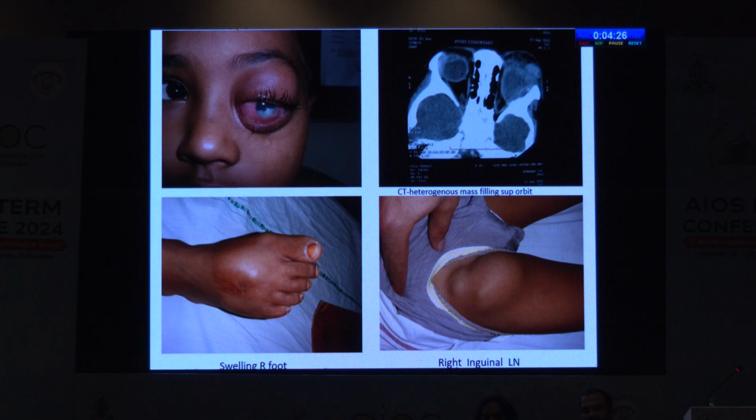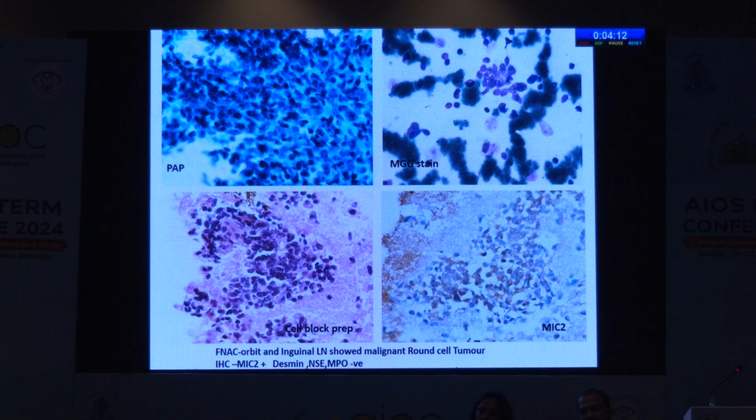This was a 7-year-old child with proptosis, and on the CT also you can see the large mass filling up this orbit. In addition, the child had swelling of the right foot and right inguinal lymph node swelling. So we decided to do FNAC, and you can see in the Papanicolaou stain, the PAP stain, it was a malignant round cell tumor. Same is seen in the MGG or May-Grunwald Giemsa stain. There are irregular hyperchromatic nuclei. We had some material left, so we prepared a cell block. Again, it showed a round cell tumor with areas of necrosis.